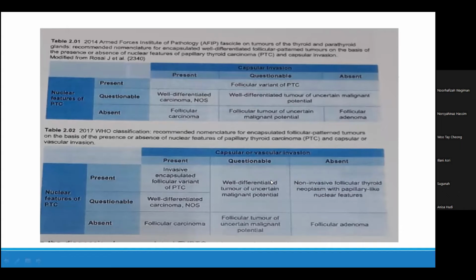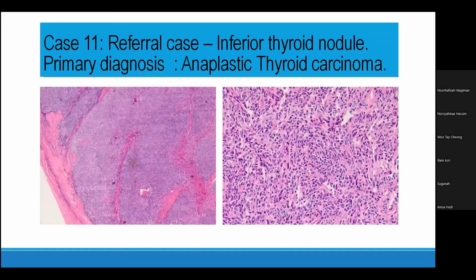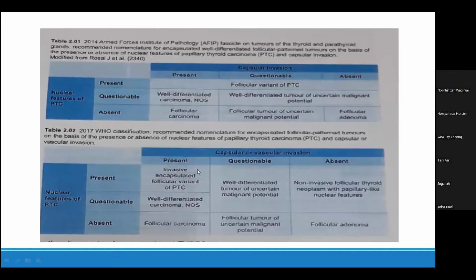But before we choose one of these, the grossing must be proper. That means we really have to sample it thoroughly so that we don't undercall things. Sometimes we do overcall, but make sure we don't undercall because of undersampling. Okay. So this is another referral case. Another thing about the previous one, the NIFTP or these groups of unknown malignant potential, I think it's best to discuss with other experts or more experienced people before we render this kind of diagnosis, because these are not common. So we shouldn't release this kind of report quite often. This should be after thorough investigation.